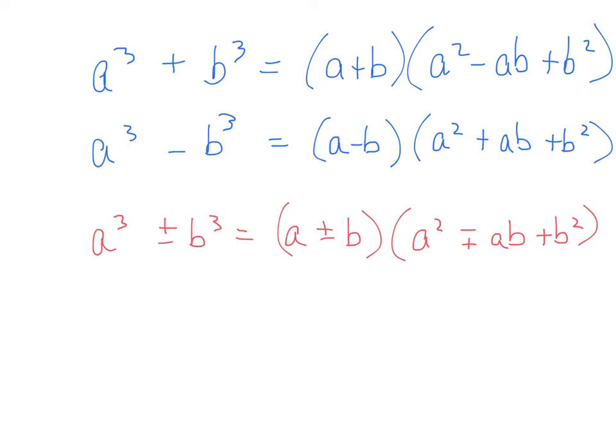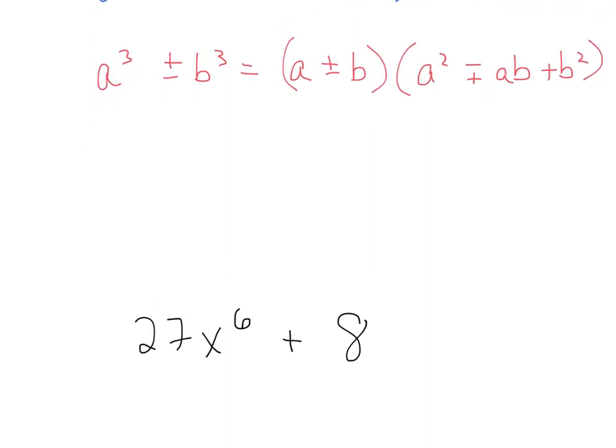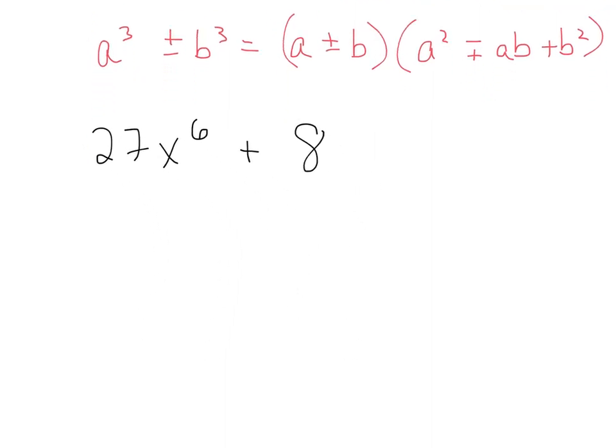So let's see an example. What if you had 27x to the 6th plus 8? How do I know I can use one of these rules?